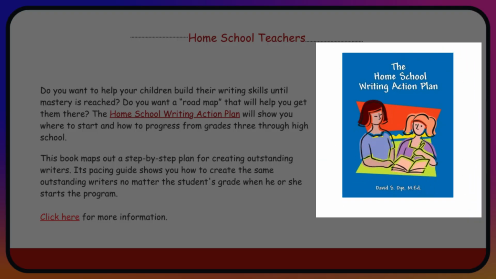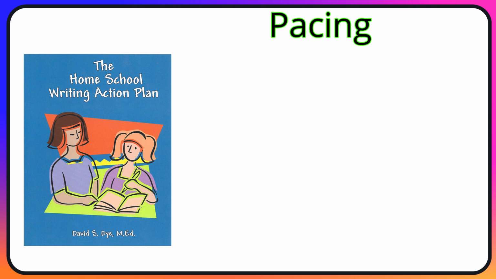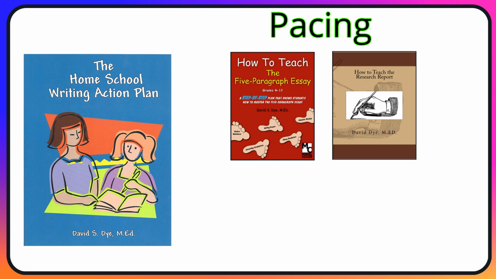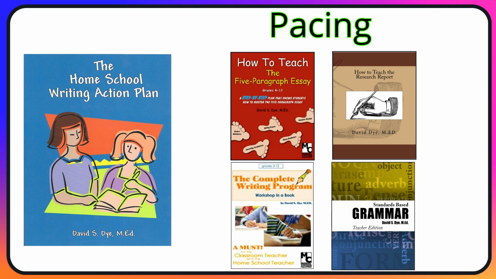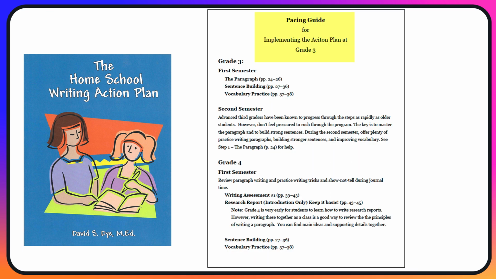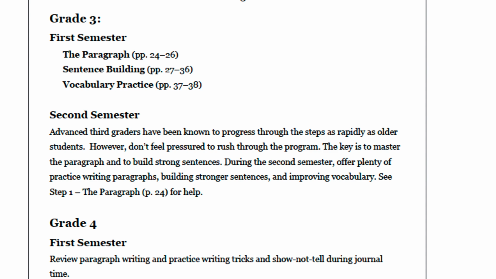Okay, so let's look at the Homeschool Writing Action Plan. What this book does is it helps homeschooling teachers pace everything you've seen here, from how to teach the paragraph to the research report to the complete writing program, all the different grammar skills, punctuation skills. How do you bounce from book to book to book and get the most out of the program? So what if you're starting at 3rd grade? Okay, you have lots of time. They're emerging writers, so you can really take your time and it shows you how to pace it. So by 8th grade, they're really outstanding writers.